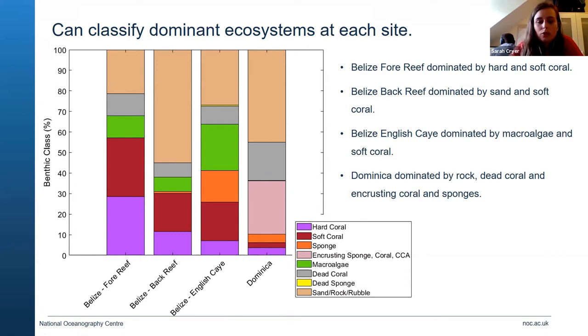So we can see that each of these sites that we have deployed the sensors at are quite different ecosystems, or they're similar, but they have different dominant species. So we can then think, how can we relate this hard coral cover, for example, to the water chemistry parameters?